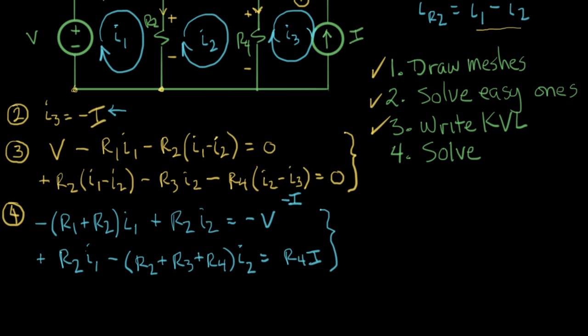Let's keep going. I can continue using symbols for the resistor values, but it's going to get kind of complicated and it doesn't help with our understanding. So I'm going to switch over to a specific circuit.